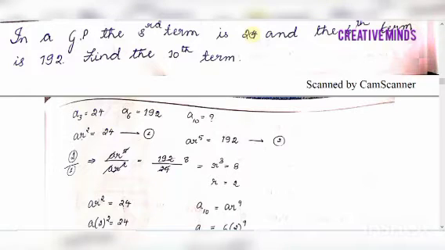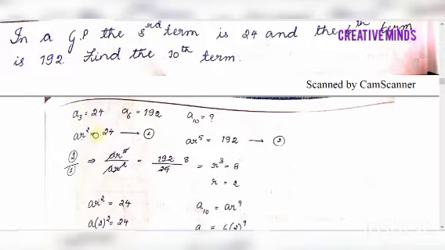Now move on to the next problem. In a GP, the third term is 24 and the sixth term is 192. Find the 10th term. It is given that the third term is 24 and the sixth term is 192. We have to find the 10th term. So a10 is what we have to find.